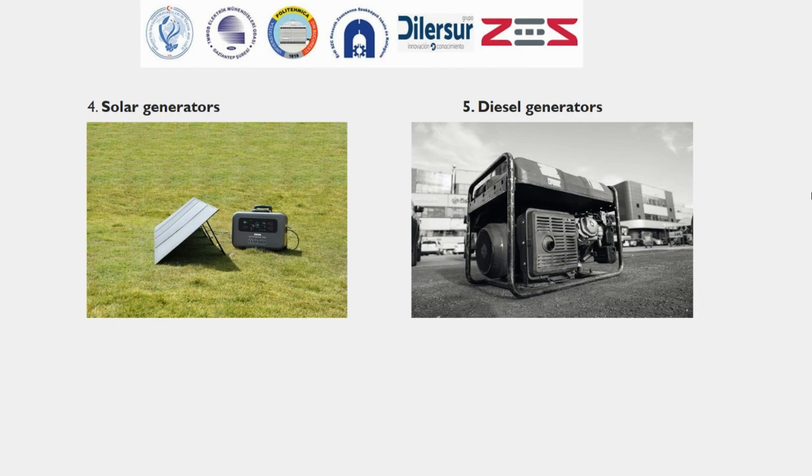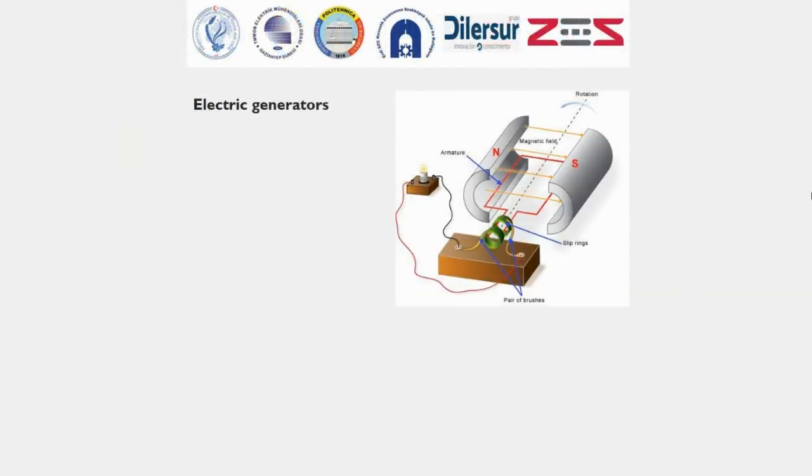Electric generators work on the principle of electromagnetic induction. Scientist Michael Faraday discovered this phenomenon in 1831 when, moving a magnet through a loop of wire, he noticed that an electric current was triggered in the wire.